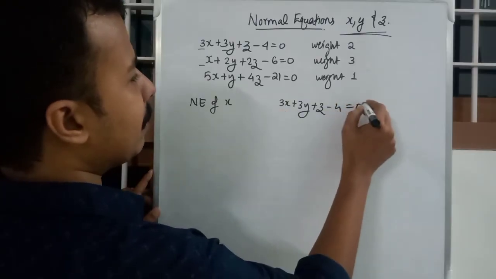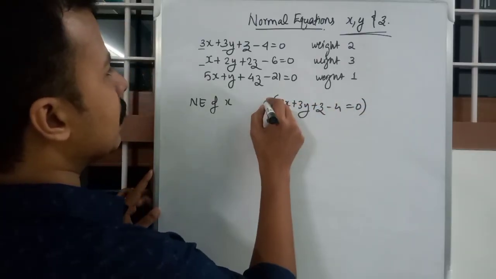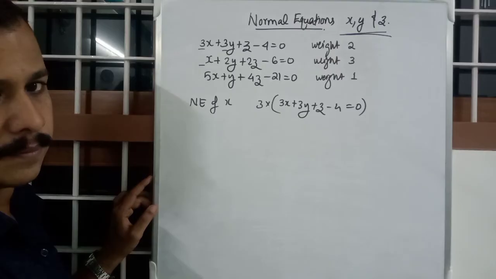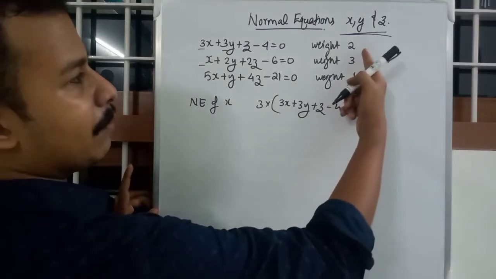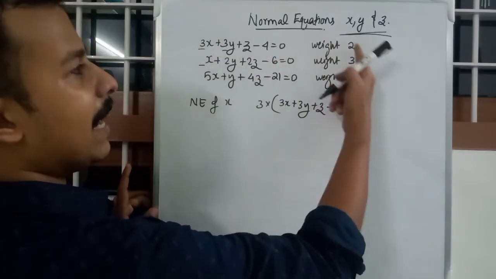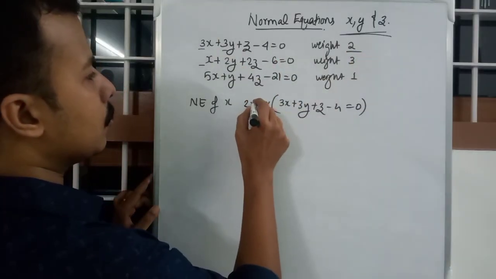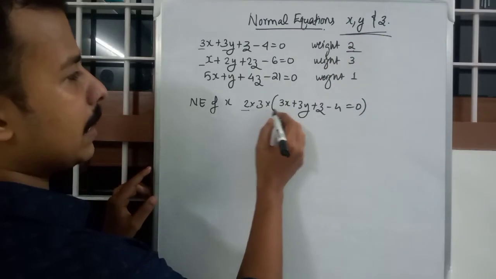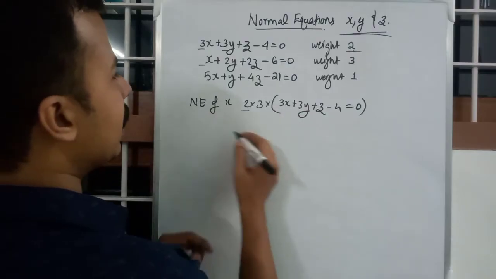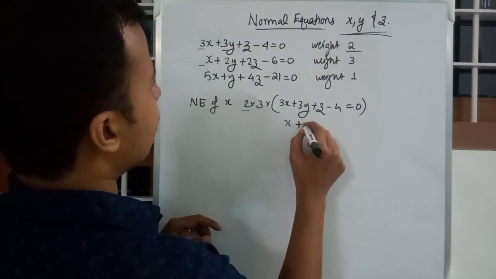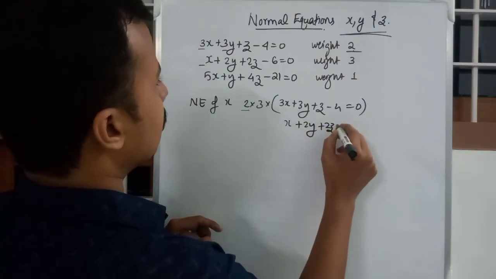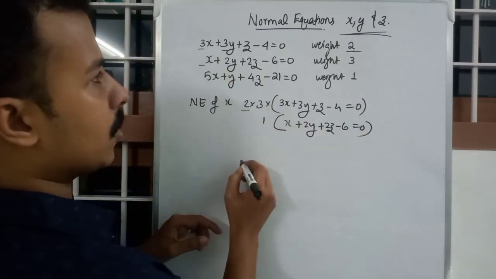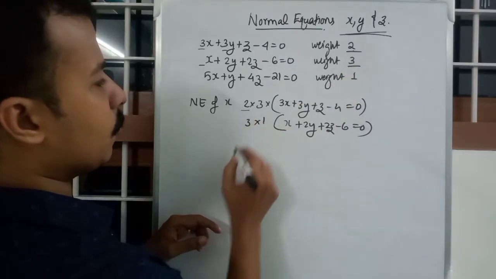to 0. We multiplied the whole equation with what? The coefficient of x, right? Okay, right now we will multiply with both the coefficient and the weight. That is 2 into 2, where 2 is the weight of that equation, 2 into 3 into this equation. Similarly, to get the normal equation of x, the next one will be x plus 2y plus 2z minus 6 is equal to 0. We multiply it with 1 as the coefficient and 3 as weight.